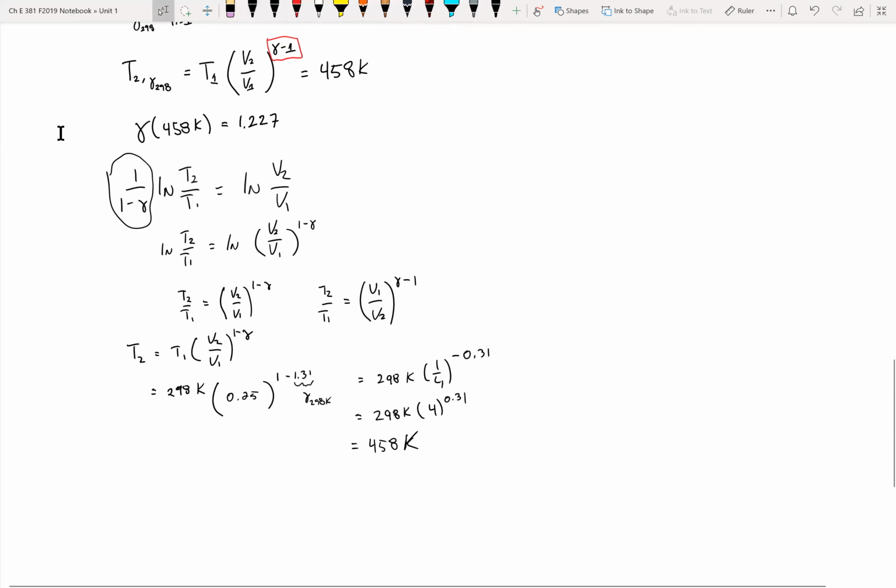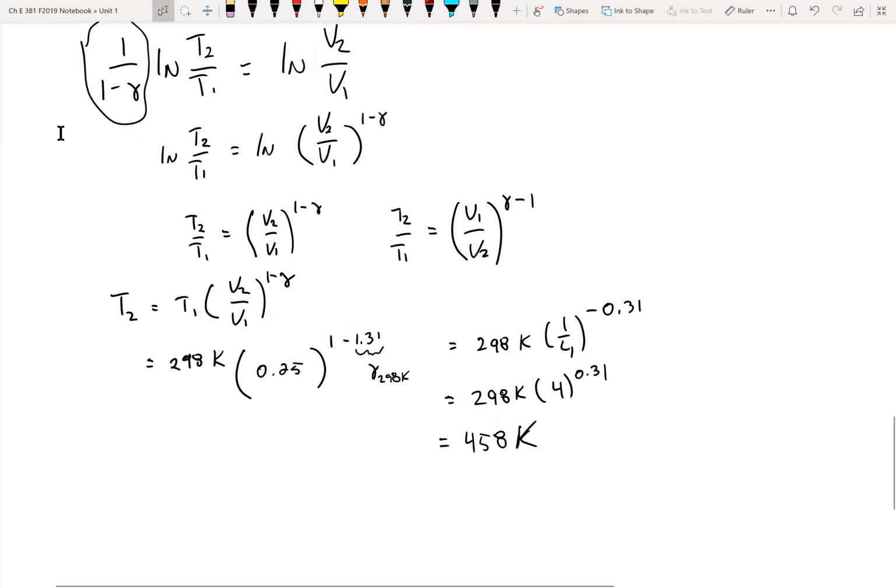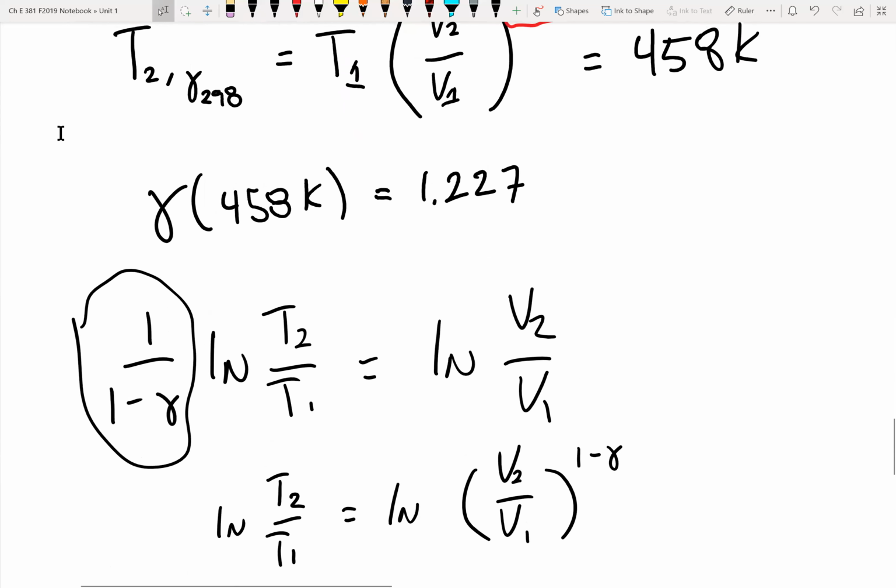Okay, so we got to that result, remember, by assuming that the heat capacity doesn't change with temperature, and therefore the value of gamma does not change with temperature. We've got a correlation for heat capacity with temperature that tells us that it is important and it does change. And the last thing that we calculated before leaving on Wednesday was what the value of gamma becomes at our estimated final temperature of 458 Kelvin. It's about 1/10 of a point lower than it was at the initial temperature.